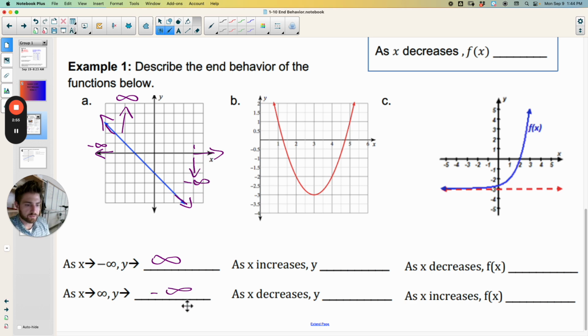See how the graph is going down towards negative infinity. And you'll see here this rule that we said above applies here. For a linear function, as one goes to positive infinity, the other one's going to go to negative infinity.